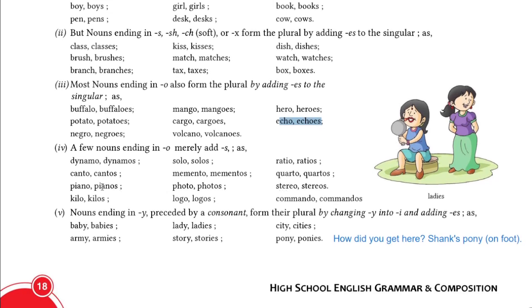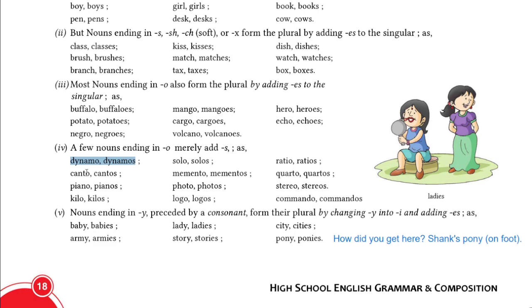Now, there are some other nouns which end in o, but we do not add es. We simply add s to form their plural. These are names of different gadgets and some measurements, like dynamo. Dynamo is a gadget. It is used to convert mechanical energy into electrical energy. So it ends in o, but we are not going to add es. We would simply add s to the singular form to form the plural. Dynamo will change into dynamos.